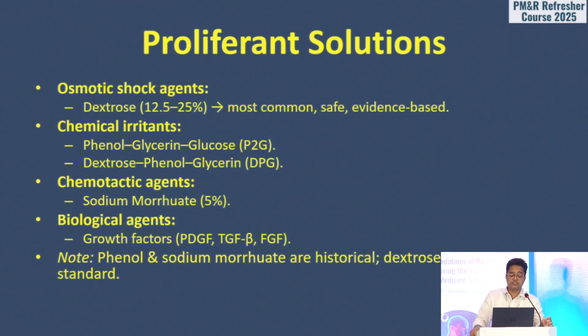Some proliferant solutions used: dextrose, which is the most commonly used, at 12.5 to 25%, the most commonly safe and evidence-based. Chemical irritants: phenol, glycerin, glucose, dextrose. Some chemotactic agents: sodium morrhuate, and biological agents: growth factors. But phenol and sodium morrhuate are not now used clinically.